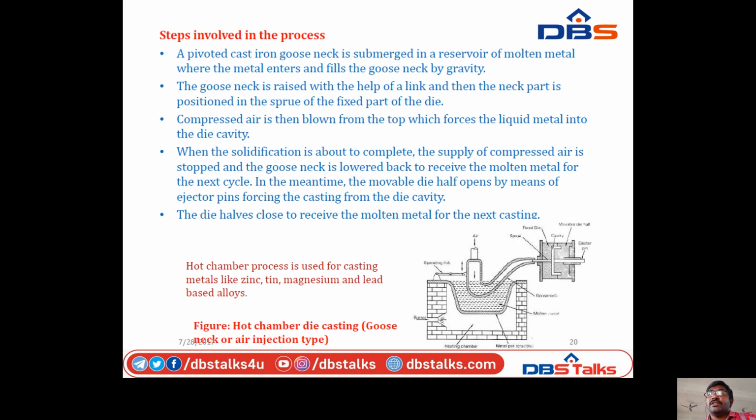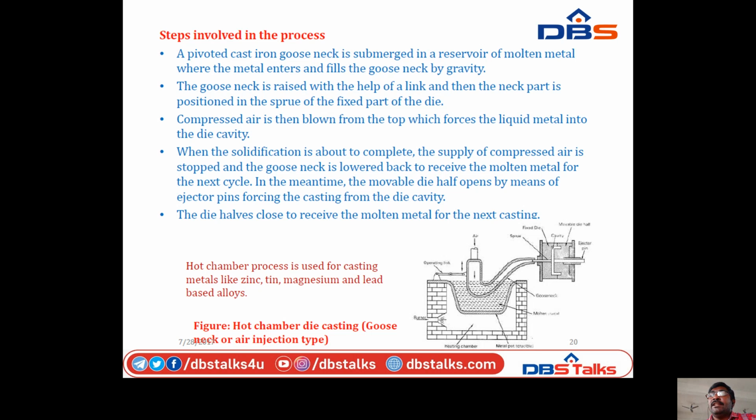Steps involved in the process. The cast iron gooseneck is submerged in the reservoir of molten metal, where the metal enters and fills the gooseneck by gravity. The gooseneck is raised with the help of a link, and the neck part is positioned in the fixed part of the die.